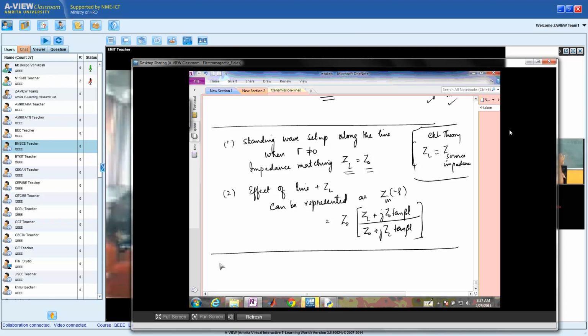But the question is, can we use these effects for an application?